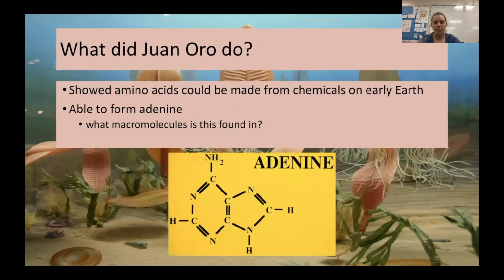Later, we have a guy named Juan Oro, and he showed again that these amino acids could be made from the chemicals on early Earth, and he was able to form adenine, which is a super important nitrogenous base. Remember, adenine goes into DNA and RNA. So those are our nucleic acids, and nucleic acids are the molecules that store our genetic information. So without these nitrogenous bases like this, we wouldn't have a code to pass life on.